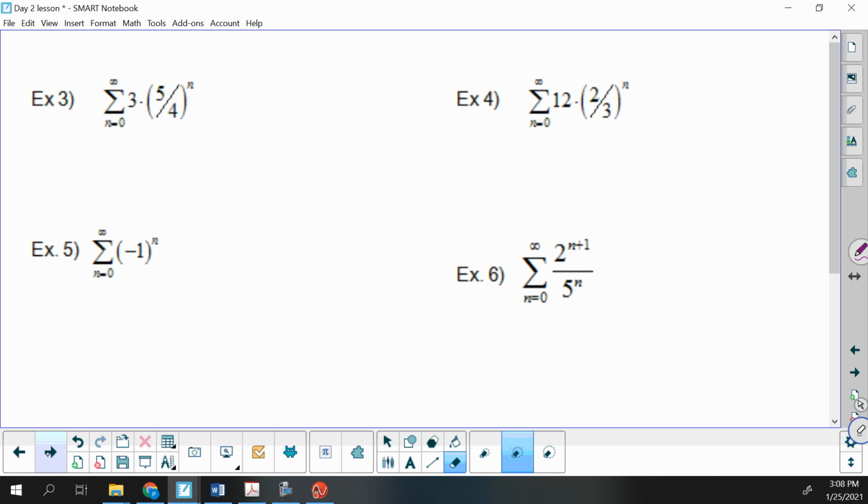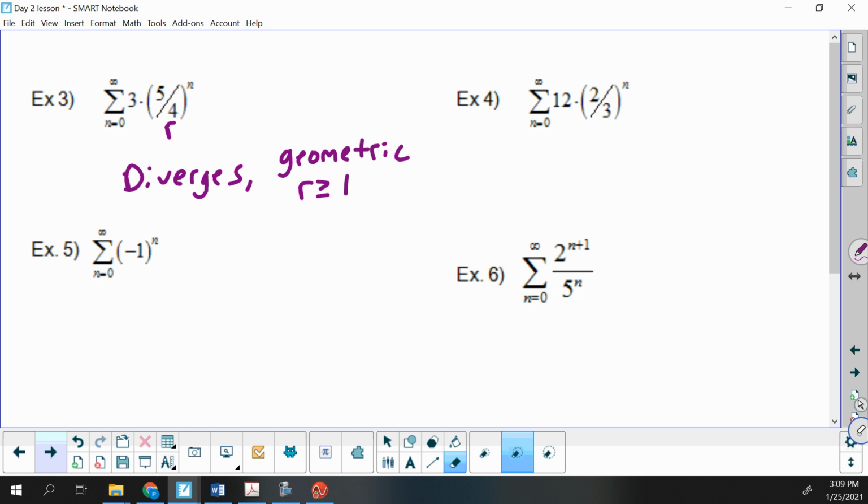All right, going to the next page, for each of these, we want to know if it converges or diverges, and if it converges, we're going to find the sum. So this is geometric because it's in an exponential form, but notice this r value, it is greater than 1, so this would diverge. And we would say our reason for why it's diverging, we would say geometric, and we would say r is greater than or equal to 1.